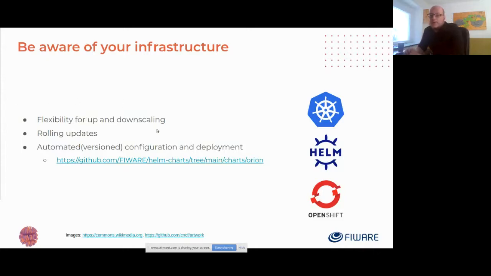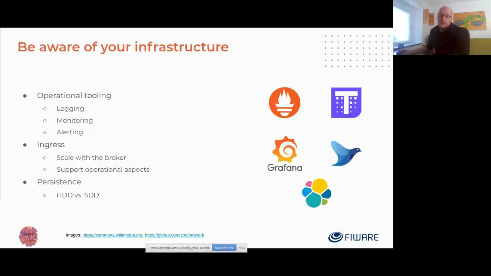And since every deployment of the broker also needs some degree of individual configuration, we decided to use Helm charts for the deployment script. Helm is another CNCF project and provides a templating mechanism for Kubernetes recipes. You can find the chart for the Orion broker, for example, at this link. In the last part of the presentation, I will give a short overview on this repository. Besides those deployment scripts, I would recommend putting some focus on the operational tooling.